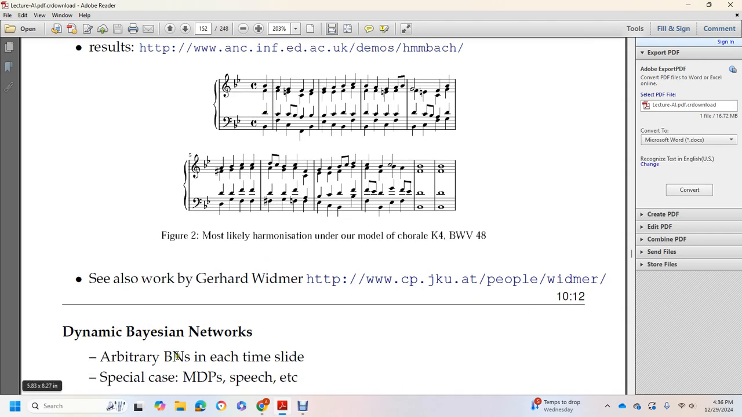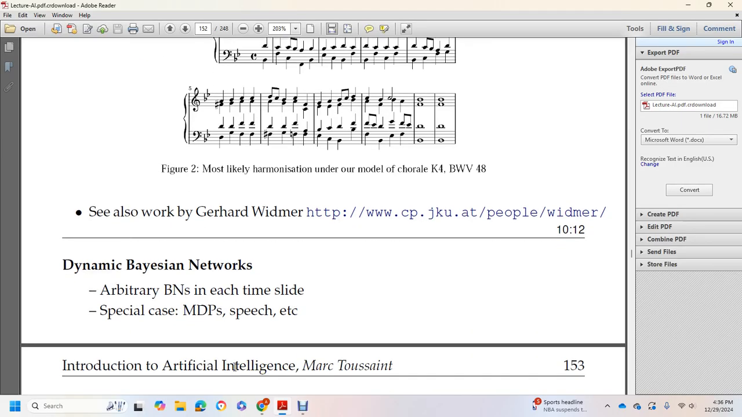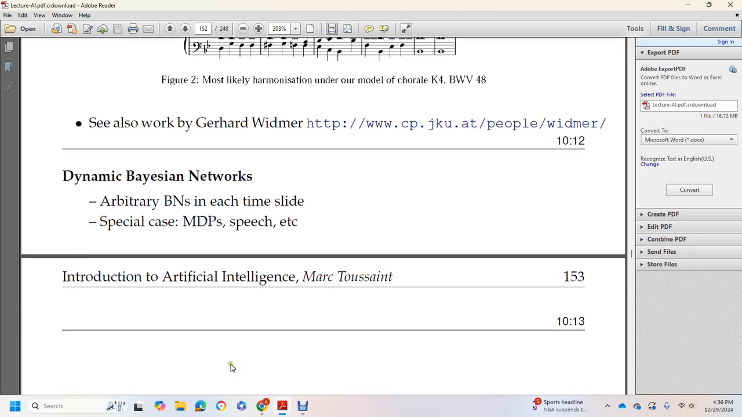Dynamic Bayesian networks are Bayesian networks repeated for each time slice, with HMMs as special cases. Markov decision processes, speech processing, and so on.